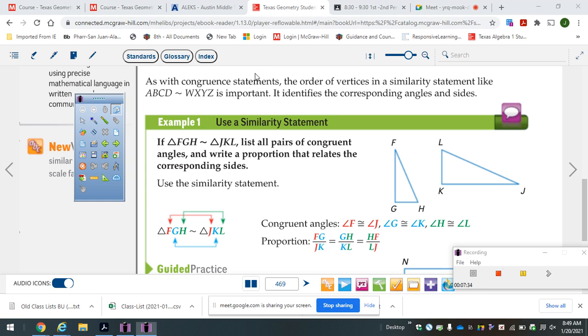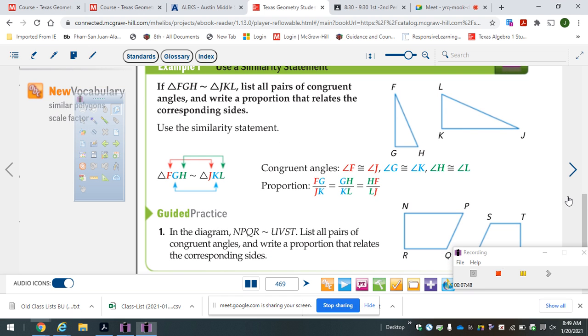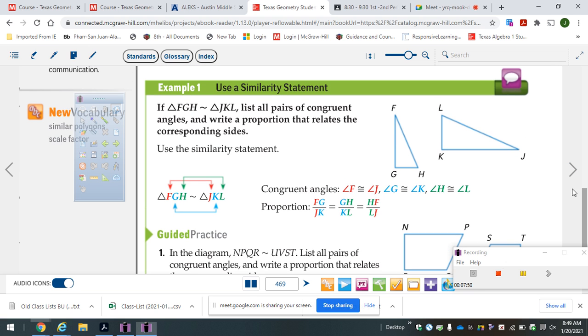As with congruent statements, the order of vertices in a similar statement, like ABCD is similar to WXYZ, is important. It identifies the corresponding angles and the sides. So let's come out here and use a similar statement here. They're giving us triangle FGH is similar to triangle JKL.